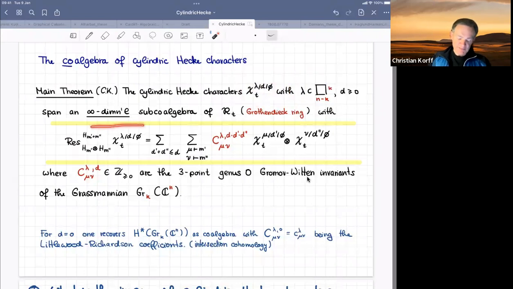And if I then apply the restriction functor to this cylindric Hecke character, you can write it again in terms of cylindric Hecke characters, and the coefficients which you get are non-negative integers. And you can show that these non-negative integers are now indeed the 3-point genus 0 Gromov-Witten invariants of the Grassmannian.